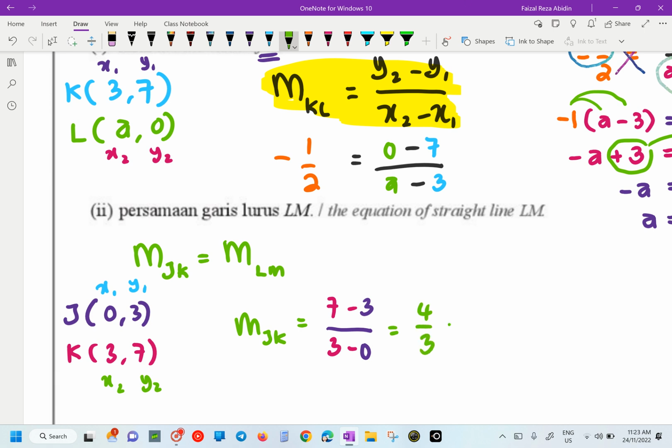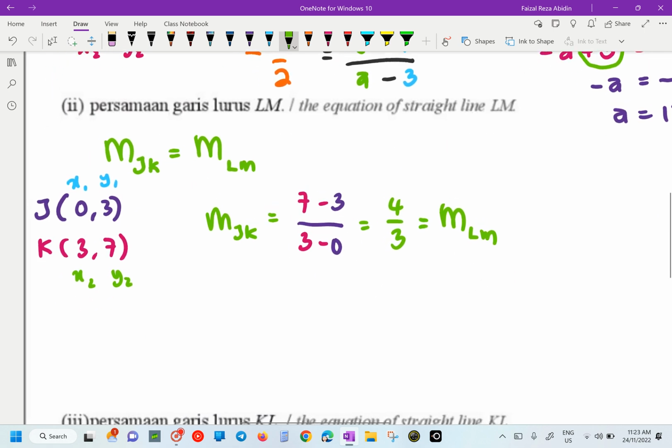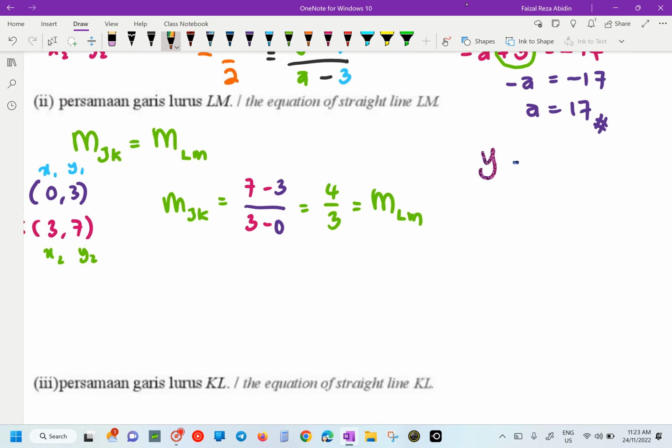Means this one is also the gradient of LM. Now, the question is saying find the equation of straight line. So we know the equation of straight line will be y equals mx plus c. Did we have our gradient? Yes. Did we have our c? No. So how to find c? We have to use the L coordinate, because we have our point of L.